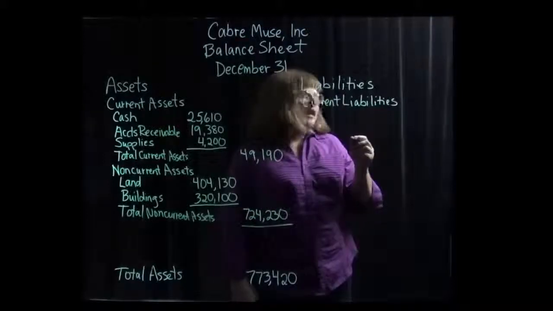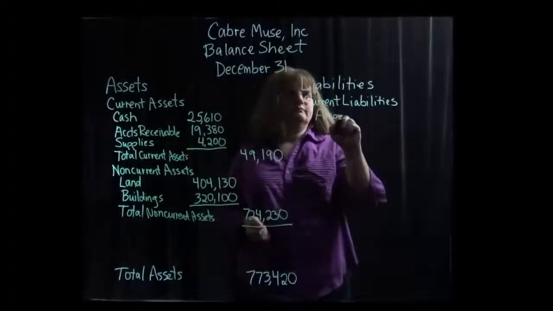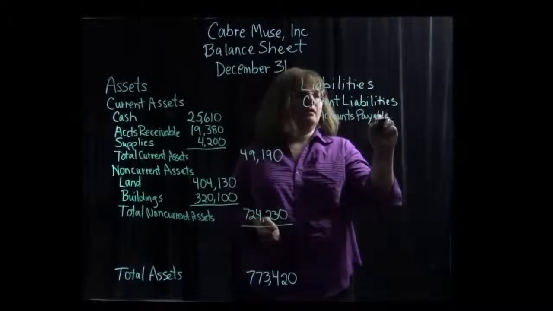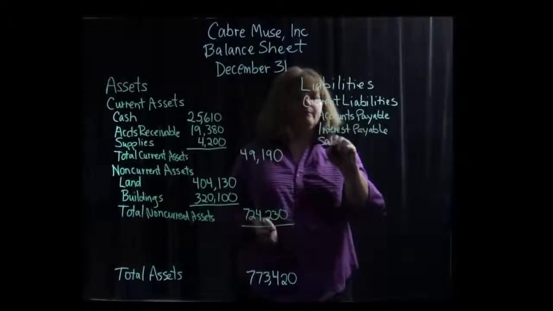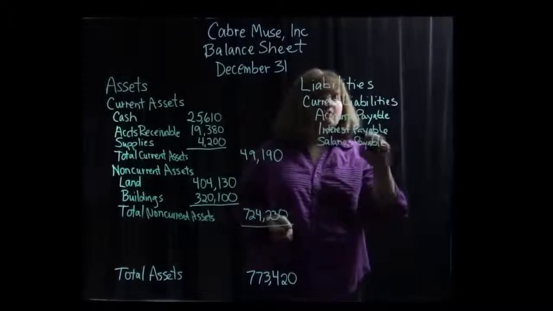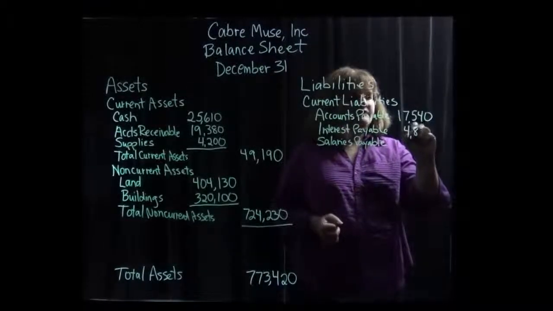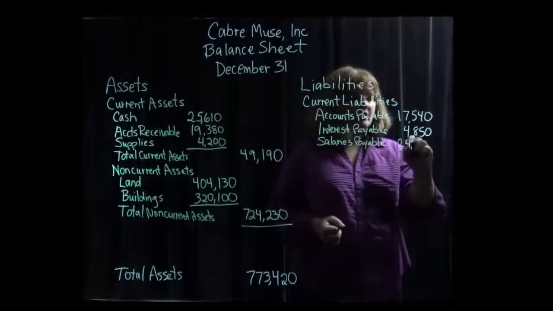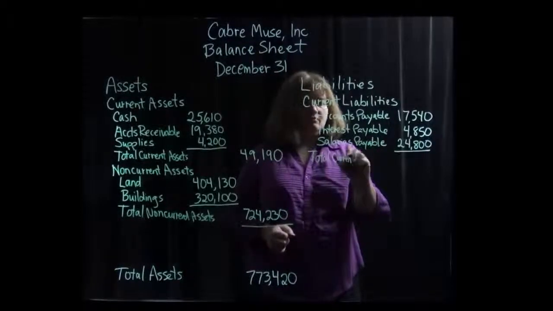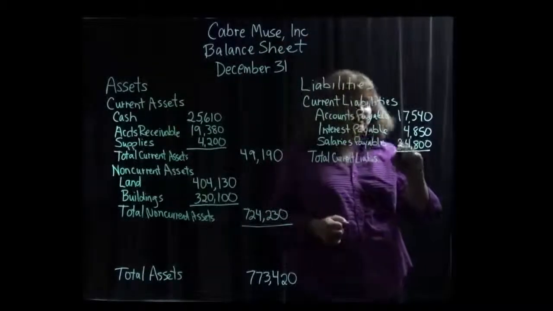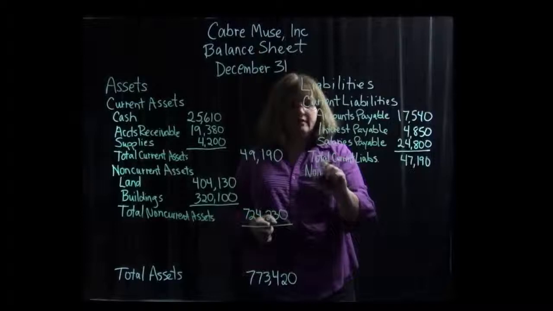Okay, now let's look at the liabilities and equity side. We list our current liabilities first. Current liabilities are those that need to be paid back within a year or less. And in this case, that would be the accounts payable, the interest payable, and the salaries payable. Our accounts payable is $17,540. The interest payable is $4,850, and the salaries payable is $24,800. If we sum those, we get $47,190.